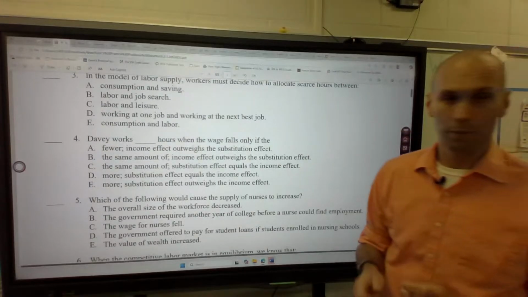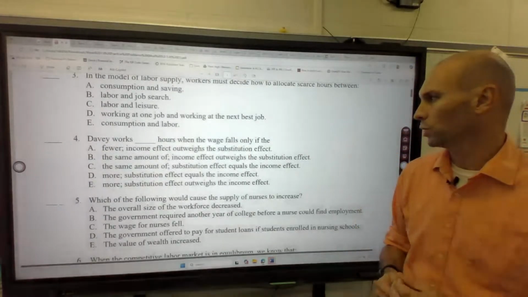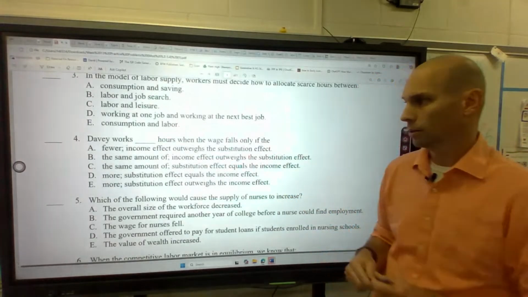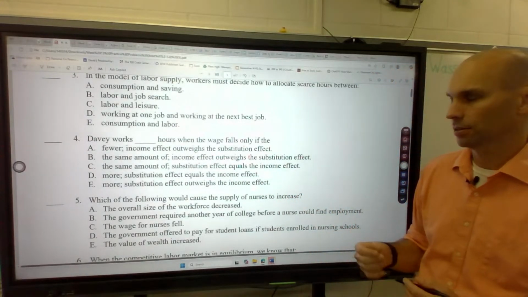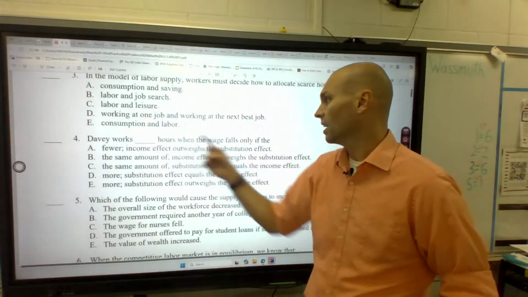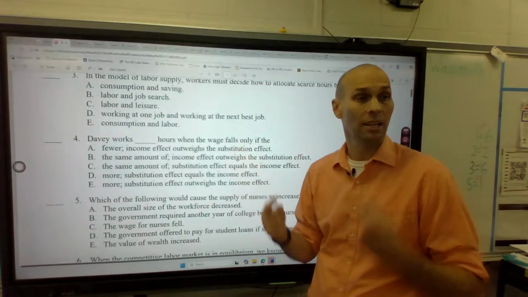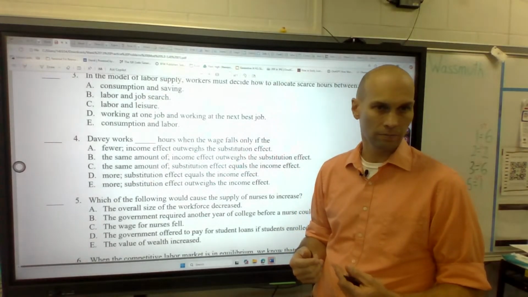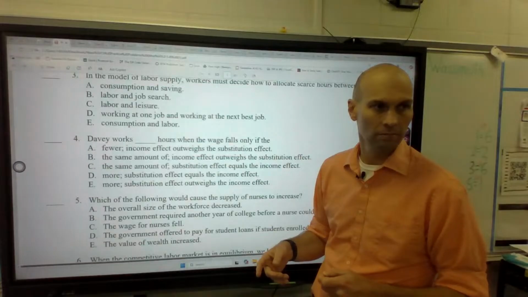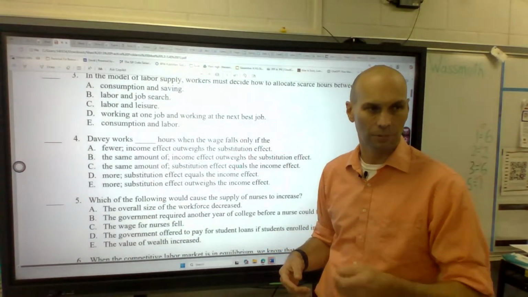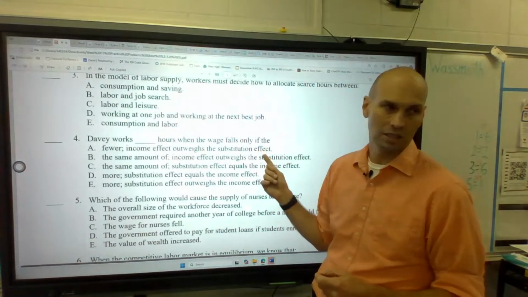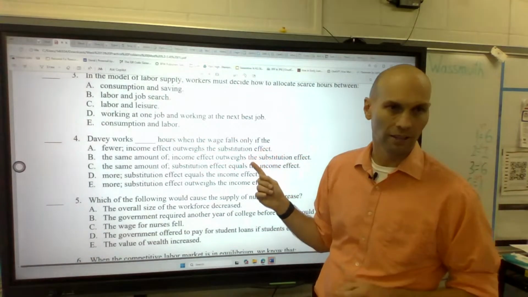All right, ready? Number 4. Davey works blank hours when the wage rate falls only if the income substitution effect. So there's a bunch of options. All right, let's see which one's right. He'll work less if the wage rate falls only if the substitution effect's stronger, right? You will work fewer if the substitution effect is greater than the income effect. But this says when the income effect outweighs the substitution effect. Oh yeah. So that's not right.